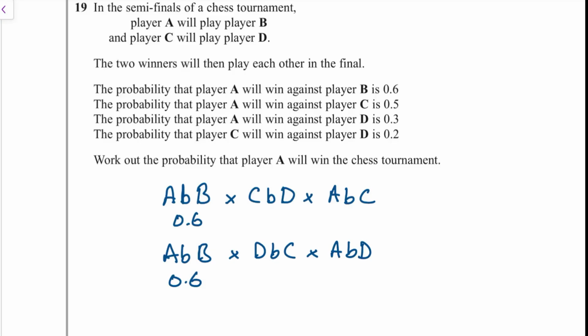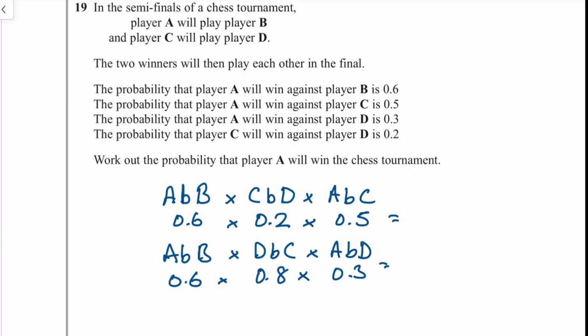The probability that A will win against C is 0.5. So A beats C is 0.5. The probability that A wins against D is 0.3. And the probability that C wins against D is 0.2. Multiply these together, which means the probability that D beats C is 0.8.